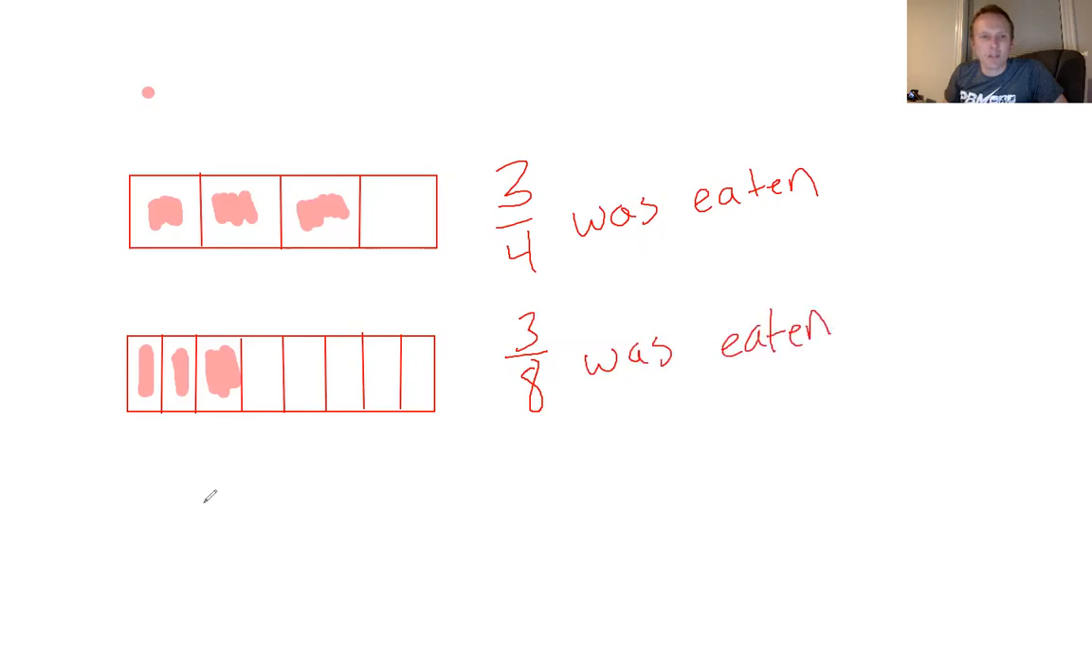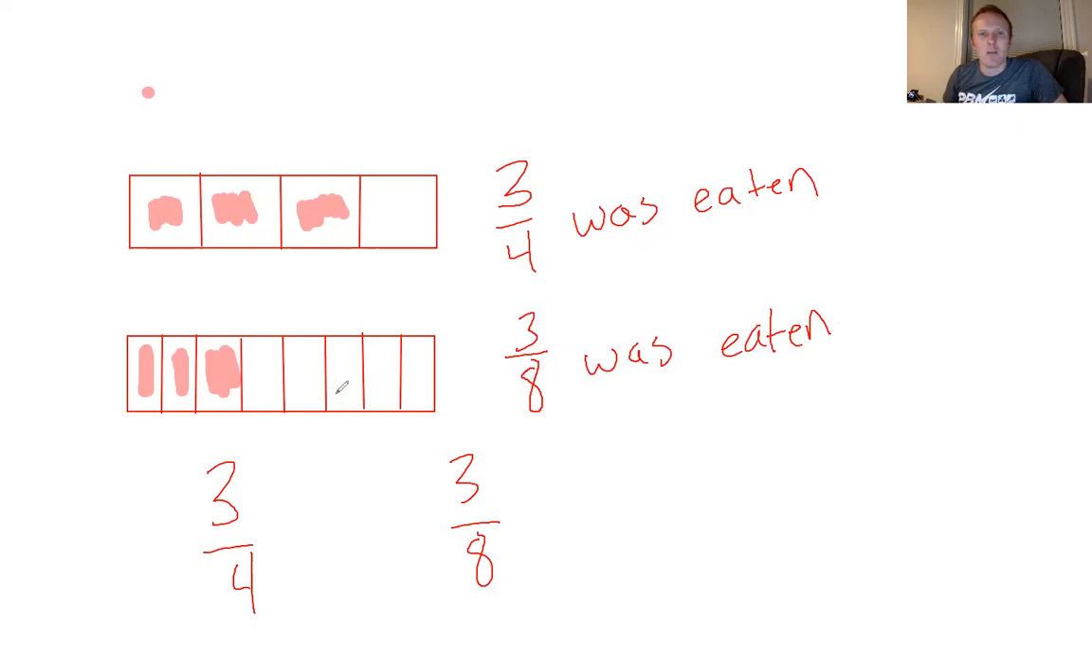So now we need to come down here and say 3/4 and 3/8, and we need to compare them. We need to either say greater than, less than, or equal to. Well, which one did we eat more of? Do we eat more of the top bar, or do we eat more of the bottom bar? We ate 3 pieces of both, right? So do we eat equal amounts? No, we can see from the picture clearly we didn't eat equal amounts because we ate 3 big pieces up top and we ate 3 little pieces down bottom.